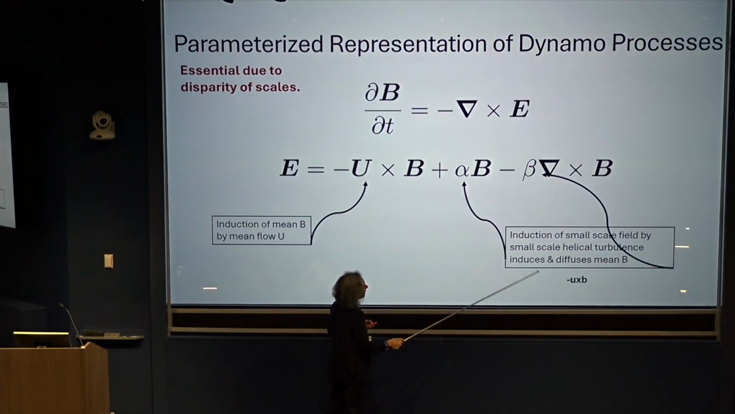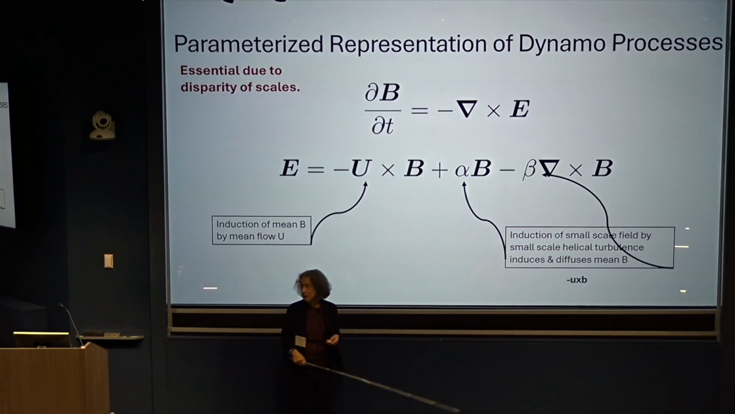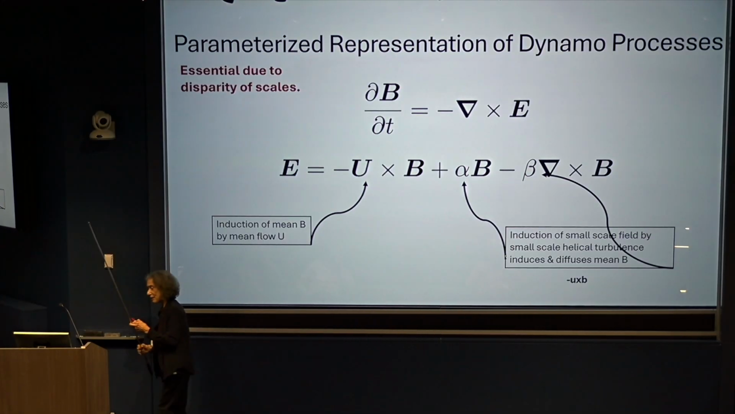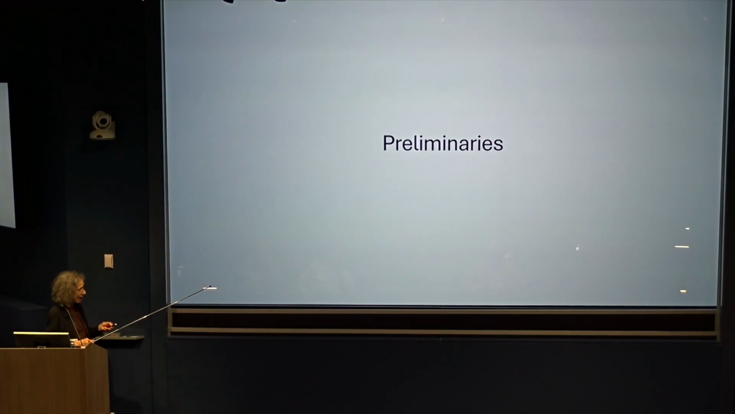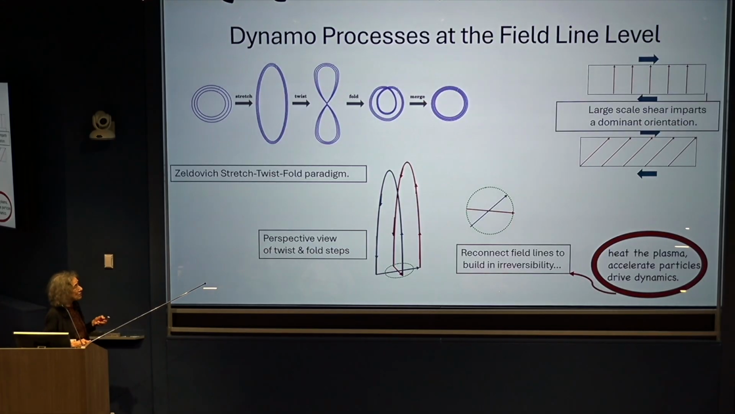So fluctuating flow and fluctuating field are subsumed into these alpha and beta coefficients. And the alpha and beta are generally tuned up and down to get an agreement with the system in question. This has been applied to stars, galaxies, et cetera. Okay, so if we drill down a little bit, how could this work?